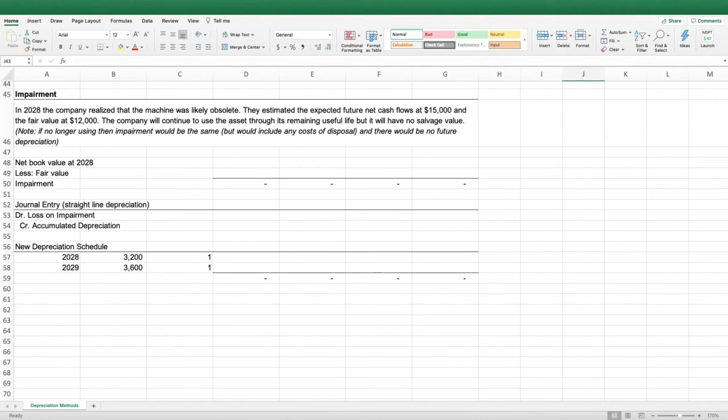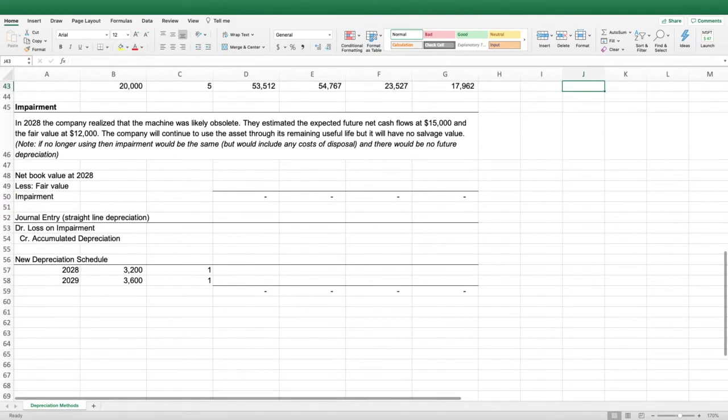Now, if they were holding it for disposal, there'd be no need to calculate future depreciation or to calculate a depreciation schedule, because the asset is just going to be held at its fair value until the time it is sold. There's no depreciating assets held for sale.